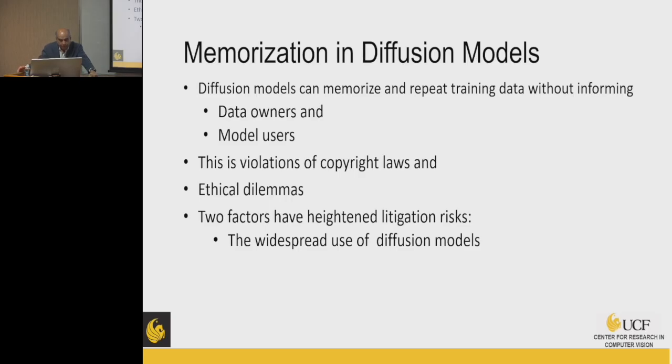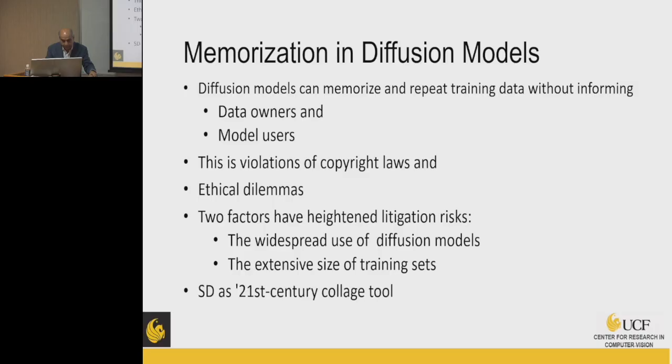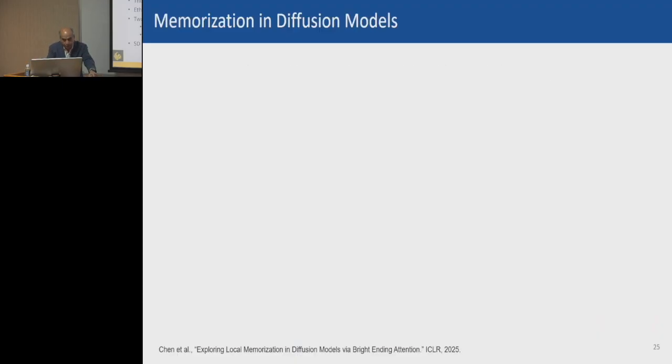So the problem is, because these diffusion models are so widely used, people are really happy to generate these images and so on. They are very impressed, but there's an extensive size of data, right? There are billions of images, and how do you actually deal with whether these are memorized or these are generated images and so on. Okay, so that's why they are saying Stable Diffusion is a 21st century collage tool. They just mix together and you do that.